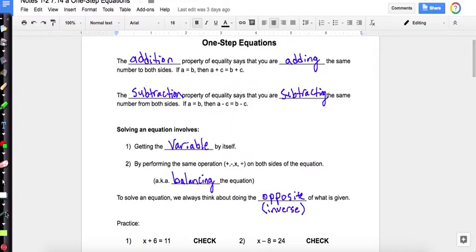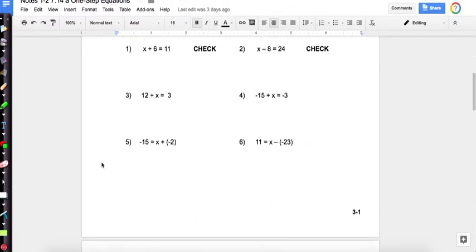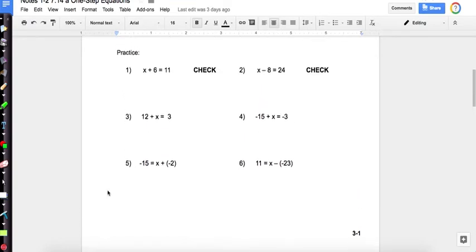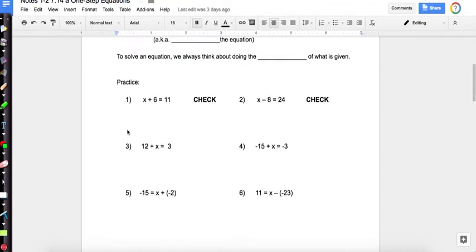Okay. Now below, we are going to solve, and we are also going to show our check for the first two. Now, whenever I say to solve and check on your homework, the check that I'm about to show you with the first two examples is how I would like you to show your check. Okay. So look at the first one.